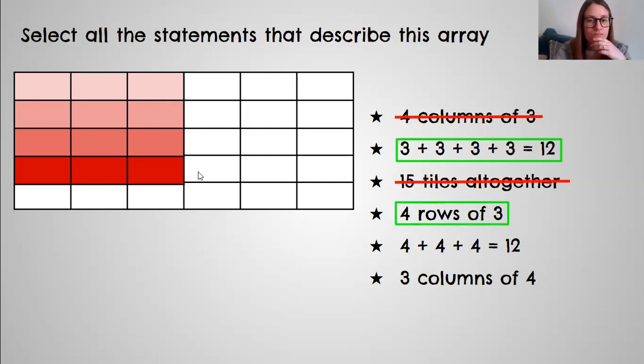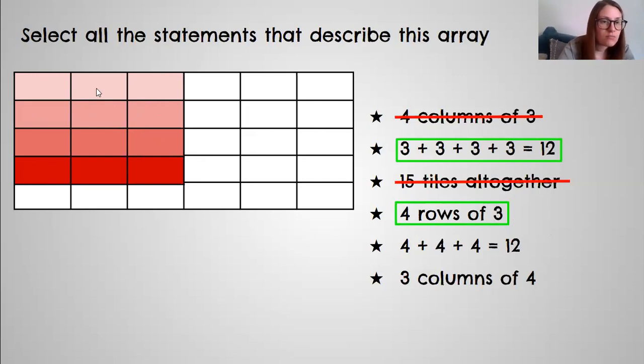Okay. Let's see. Oh, here's another repeated addition equation. Well, this one said 3 plus 3 plus 3 plus 3 equals 12. This one also equals 12, so maybe there's another way of looking at it. Let's see, 4 rows of 3. So, okay, well, that one would match this, 4 rows of 3. Maybe this is columns? Let's look at the columns.